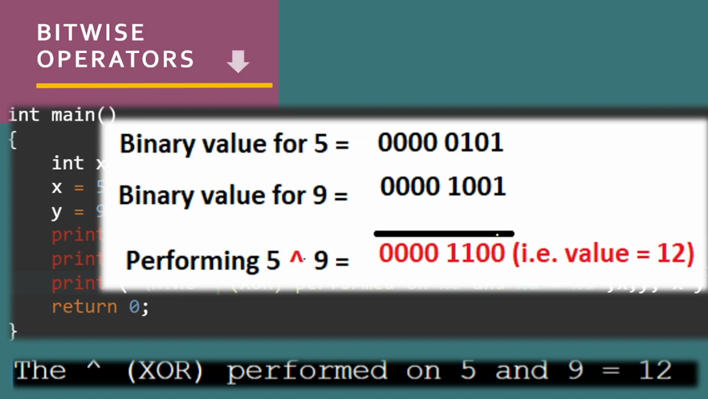How is it? 1, 1 is 0; 1, 0 then only 1; and 0, 1 then only 1. So this becomes 12, right? So I hope all these binary operations are clear to you.